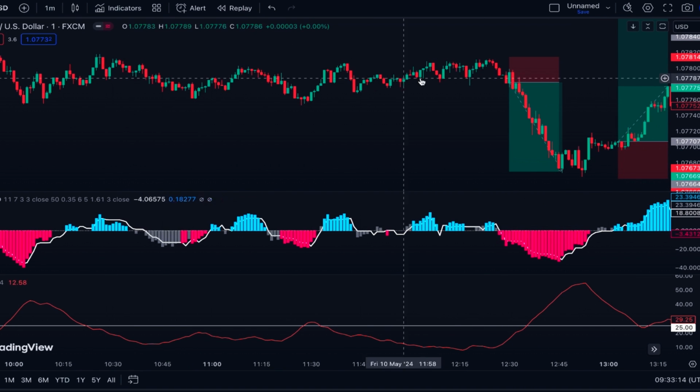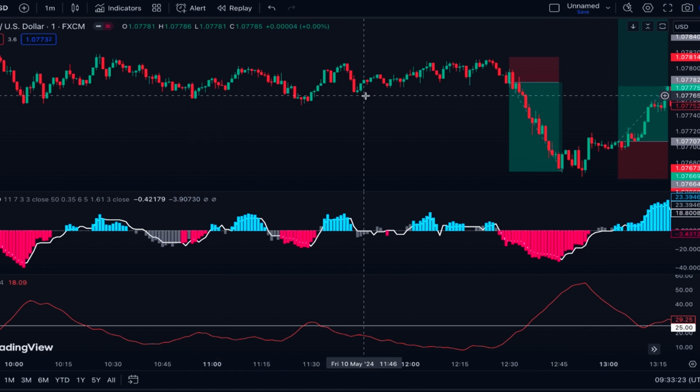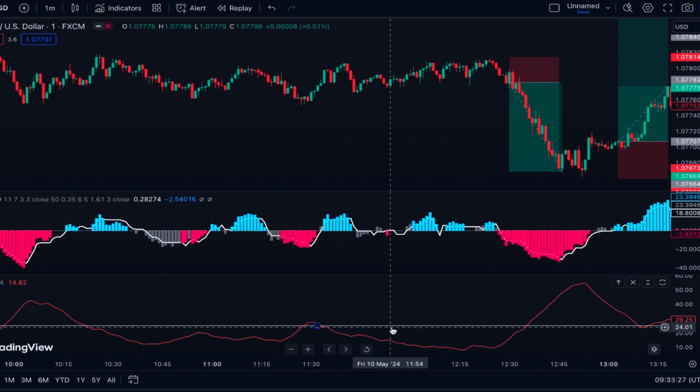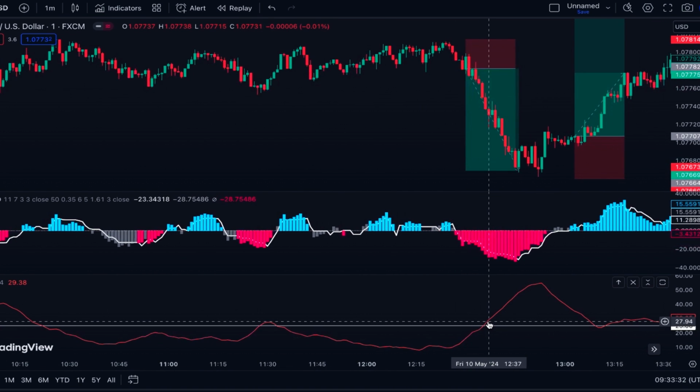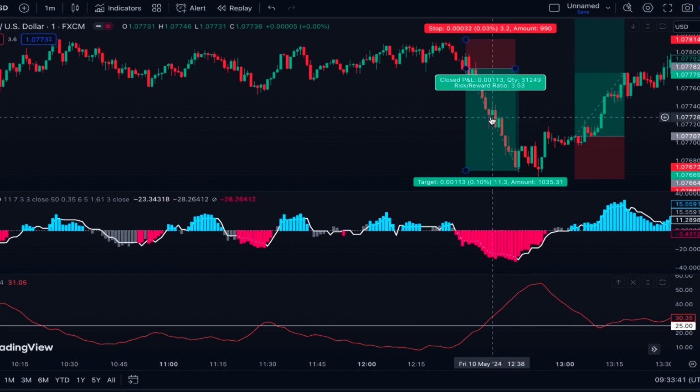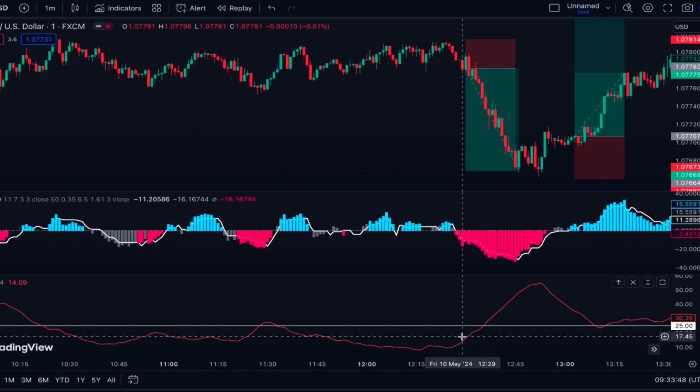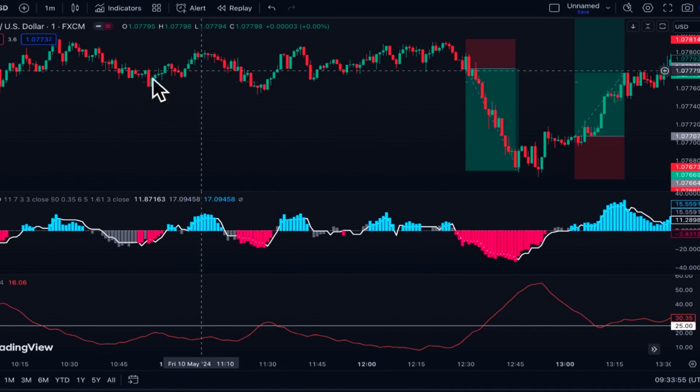For example, here in this part, we don't enter any trades since the ADX line is below 25, and we start trading from here when the ADX line goes above 25. It is true that we may lose some good trading opportunities like this one because the ADX line was below 25, but on the other hand, we could avoid many false signals during this range market.